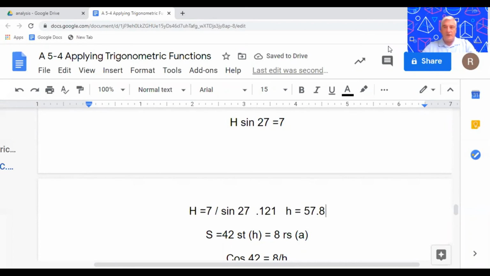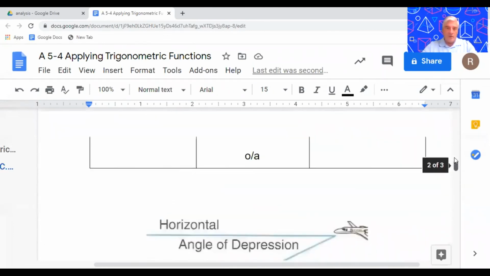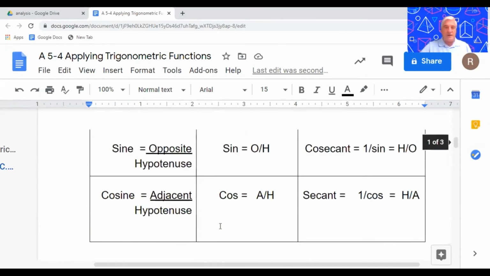Now the question is, how do you know which one to use? When they give you O and you want to find A, you use tangent because there's no hypotenuse in there. If they give you the hypotenuse and want you to find the adjacent, you'd use cosine. If they give you the opposite and ask you to find the hypotenuse, you would use sine.